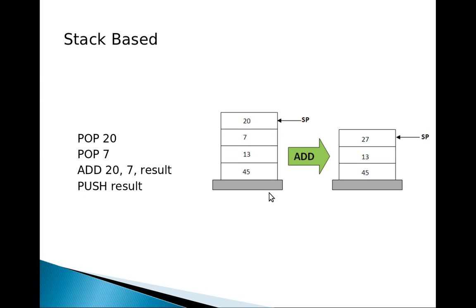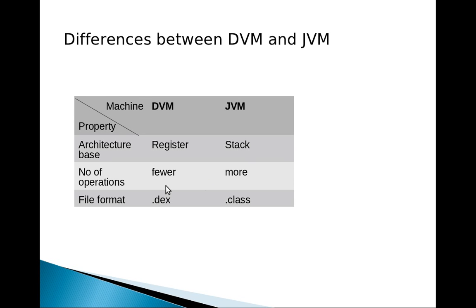In order to add two numbers, you have 4 lines of instructions. The pop and push operations come into the picture. With this example, you must be able to understand that the number of instructions would be fewer in a register based machine and more in the JVM. But on the other hand, the length of each instruction would be more on DVM, that is the register based one, and less on the stack based. And the file format, as I told you, for Dalvik bytecode is .dx, and in JVM we have .class.